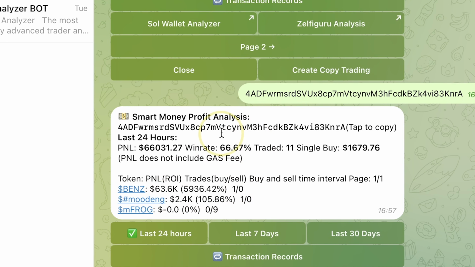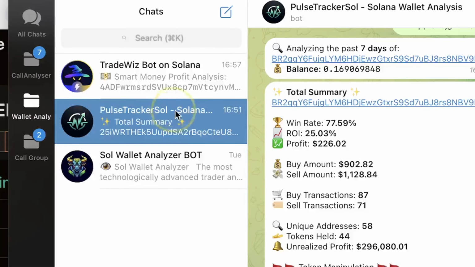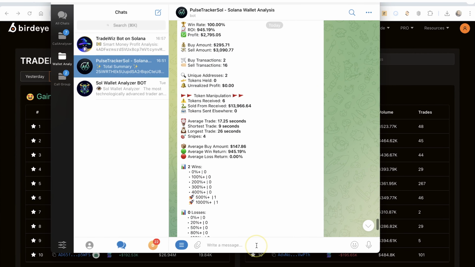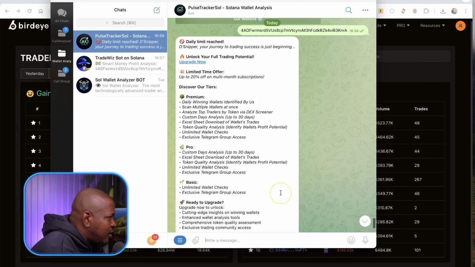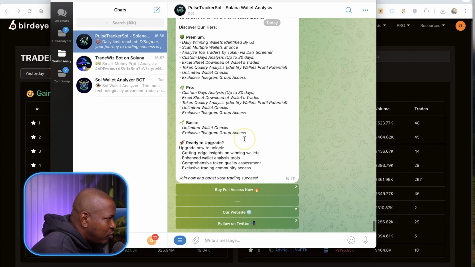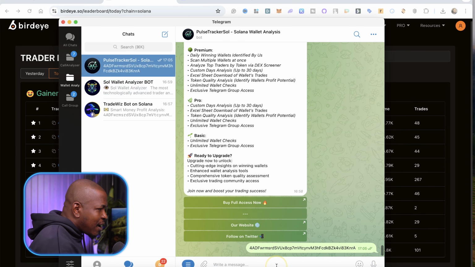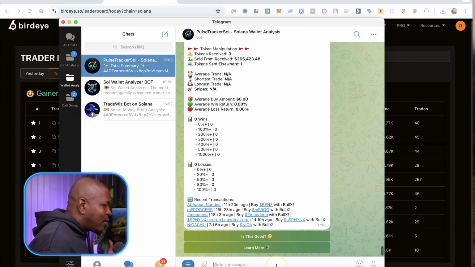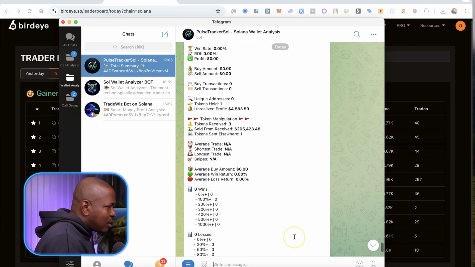Again, I like to go further by going to Pulse to paste the wallet address there. But the thing with Pulse Trader is that you can only analyze 3 wallets a day with the free version. You need a pro version to do more. So have that in mind. It's either you pay, or you only analyze 3 wallets a day and come back the next day to do more analysis.